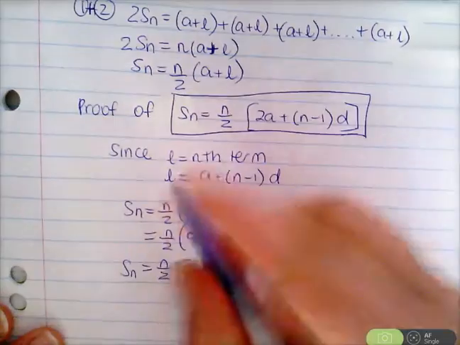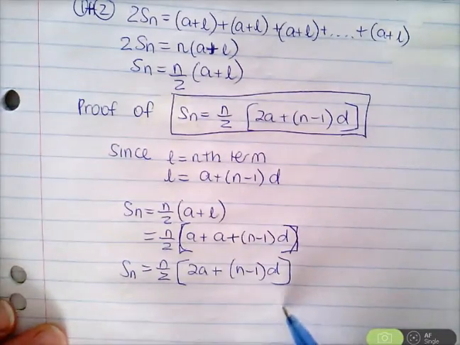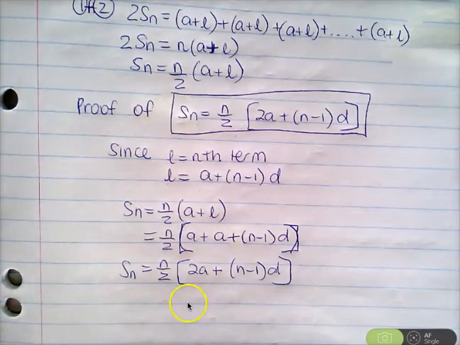So that is the formula. That's the proof of that alternative formula that you can use if you do not know what the last term is. So if you just know A and D, you use this formula, and if you know the first term and the last term, you use that other formula there. So we'll just look at some examples.